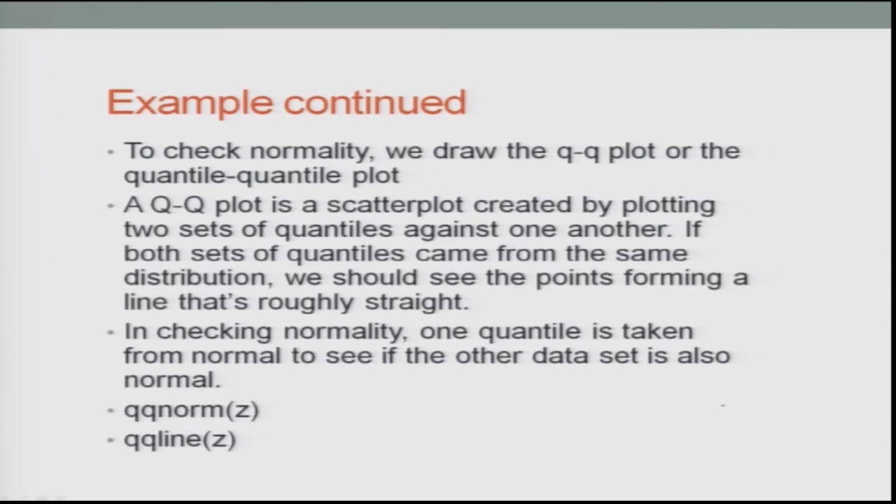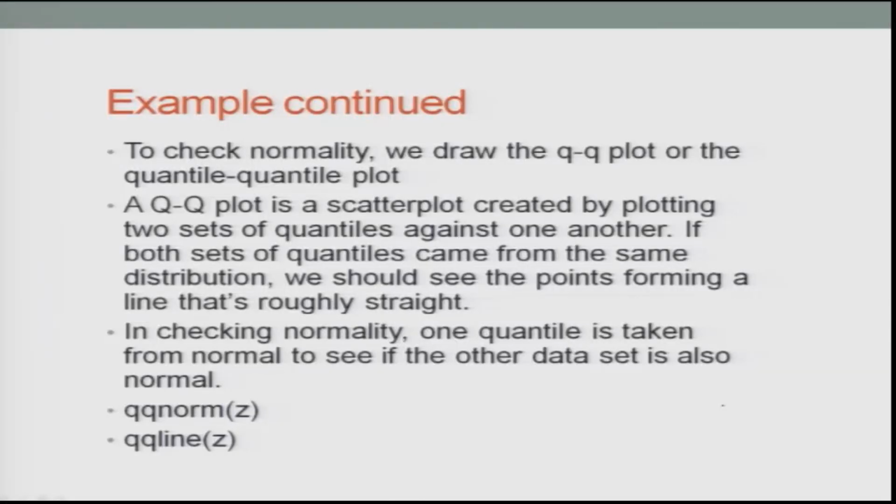So, continuing with the example, to check normality, we draw the QQ plots, which are quantile plots, which anybody can check in a very good book. A QQ plot is a scatter plot created by plotting 2 sets of quantiles against one another. If both sets of quantiles came from the same distribution, we should see the points forming a roughly straight line at 45 degrees to both the x axis and the y axis. If checking normality, one set of quantiles is taken from the normal to see if the data set is also normal. We can do that, and you can also check the normality test and comment accordingly.